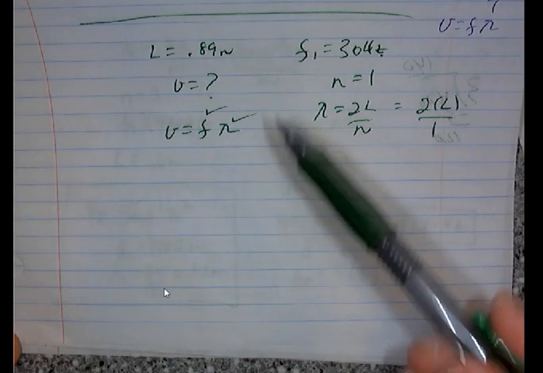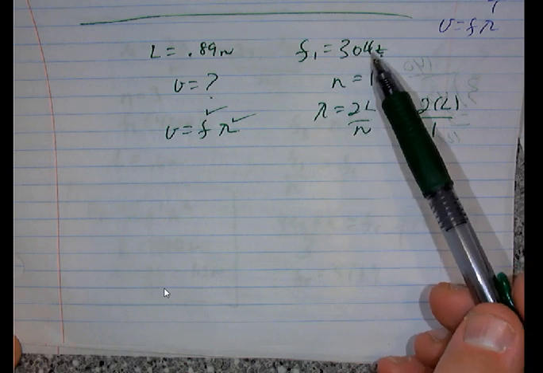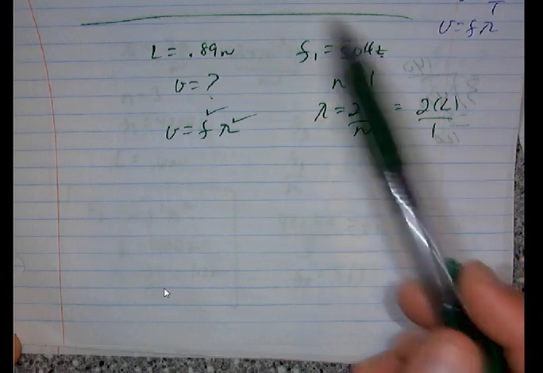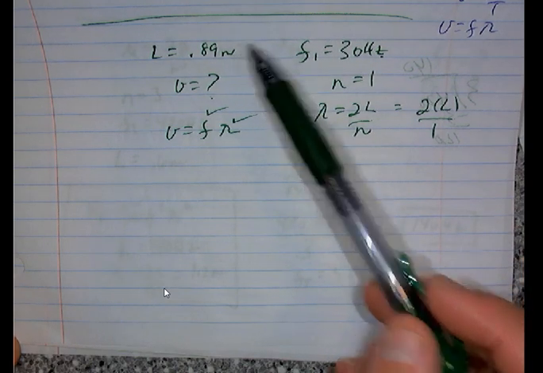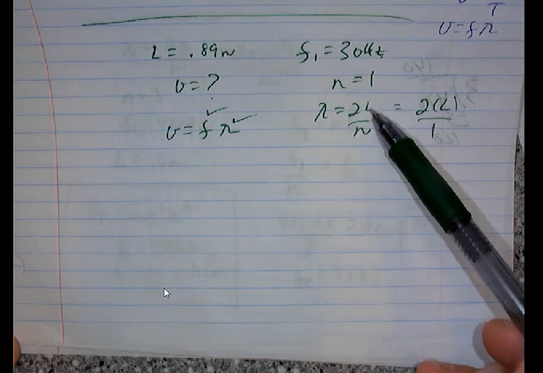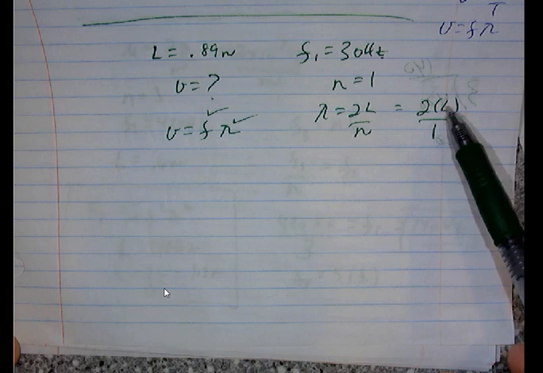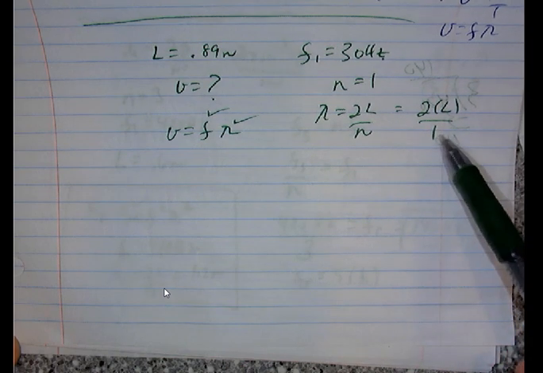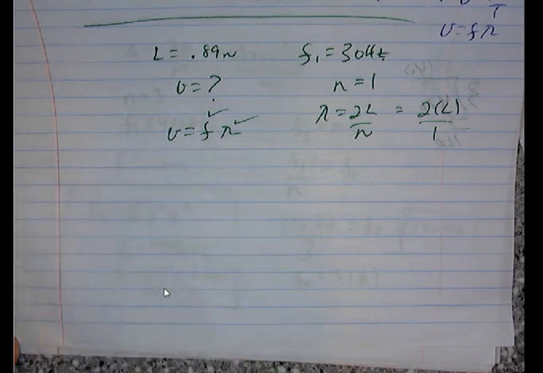Okay, so the length of the string is 0.89 meters. Fundamental frequency, 30 hertz. Again, that means n is equal to 1. The length is 0.89 meters. That doesn't mean the wavelength is 0.89 meters. The wavelength is 2L divided by n, just like we saw before. So the wavelength here is actually 2L divided by 1, because when they say it's the fundamental frequency, that means n is equal to 1. And then the speed, frequency times wavelength, we can solve for the speed.